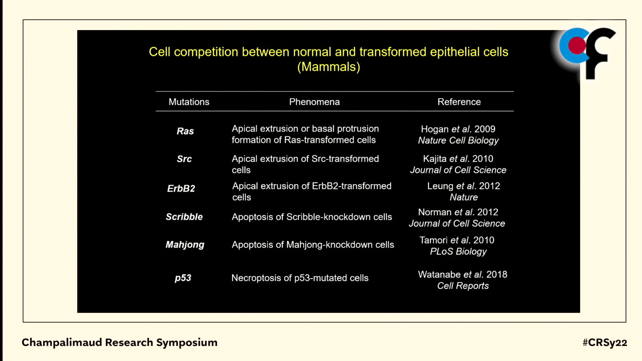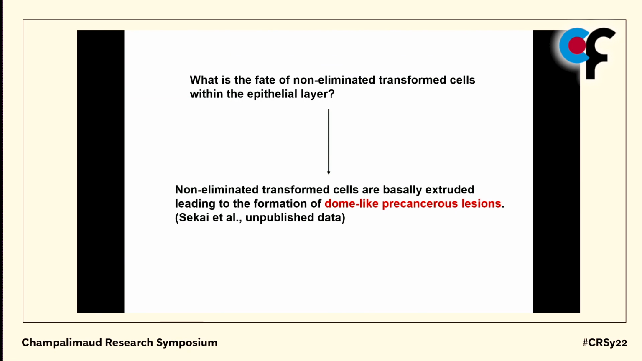In the second part of my talk, I would like to answer this question. One of the remaining questions in the cell competition field is, what is the fate of non-eliminated transformed cells within the epithelial layer? Because cell competition is a kind of stochastic phenomenon, it's not really black and white, but at a certain ratio, cell competition occurs. So in a sense, under certain conditions, non-eliminated transformed cells could be present. Now I want to show you our unpublished data that non-eliminated transformed cells are basally excluded, leading to the formation of this dome-like precancerous region.